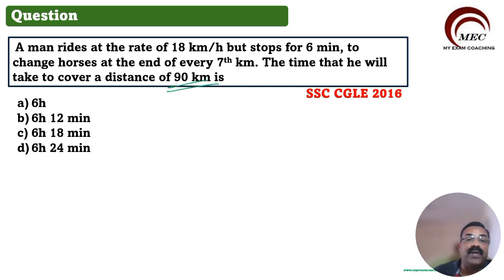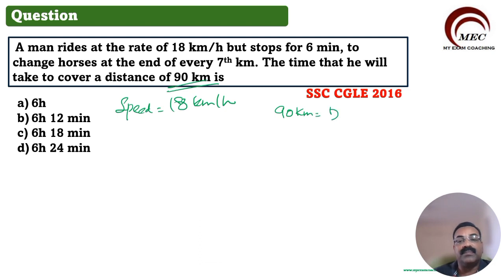So here speed is given, 18 km per hour. And the total distance is 90 km. So see, 90 km is the distance and 18 km per hour is the speed. What is to be found out?